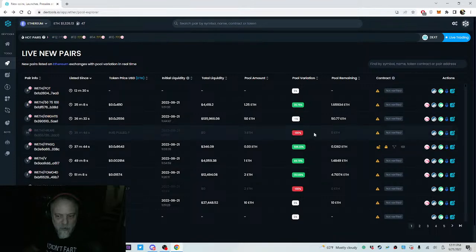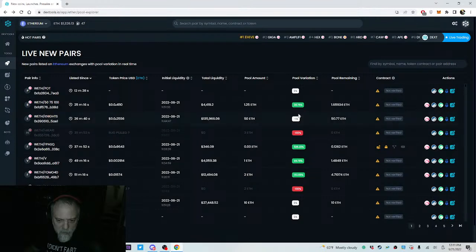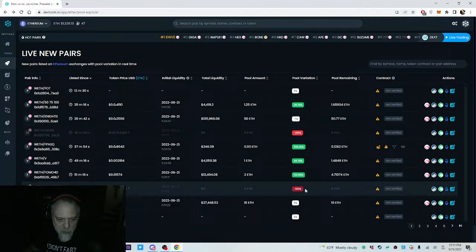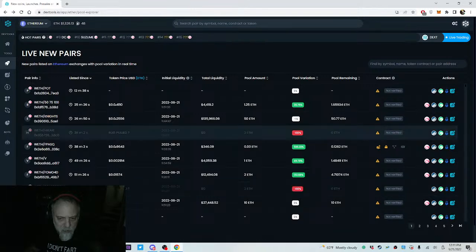Now, I'm going to go to this one first, but before that, I'm going to look down through all these that are on this page and this page alone. Just on this page, you can see one right here where it had 2 Ether and the team pulled the liquidity. Up here, the team started with 3 Ether, pulled the liquidity. Both of these are now dead tokens. So unless the other people that bought into these tokens got all their money out, they lost their money.